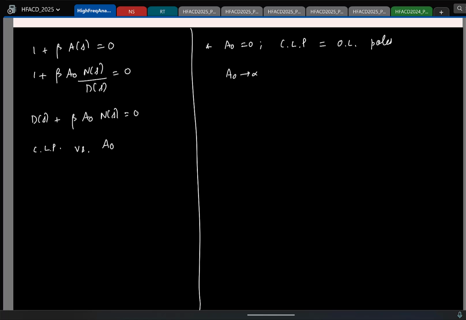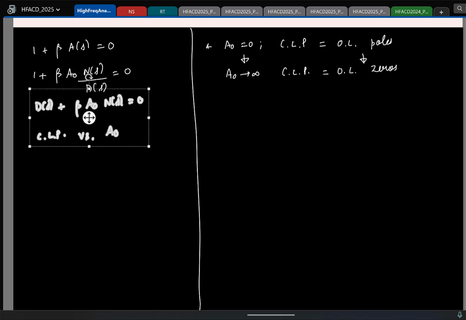Similarly, if I make a naught infinity, here only this term will dominate, correct? So which means n of s equal to 0 is the effective polynomial. If I find the roots of this fellow, what will that give me? Open loop zeros. So this is one thing we obviously know. If I change the d secant from 0 to infinity, the root locus starts from open loop poles and ends at open loop zeros. This is one observation we'll make, and I'll make one more observation and then we are good enough to start plotting.